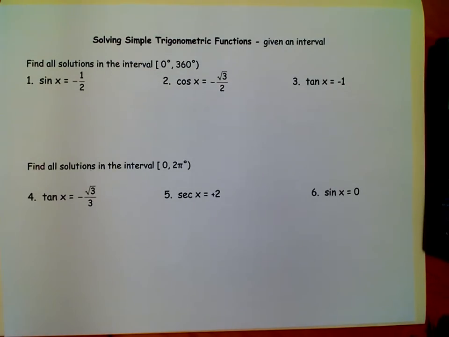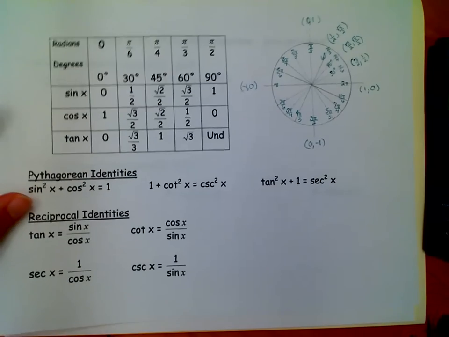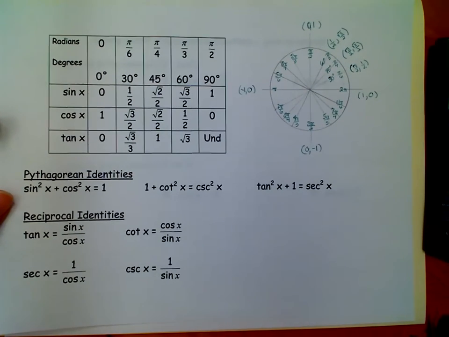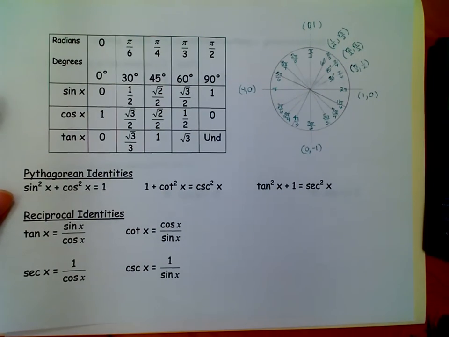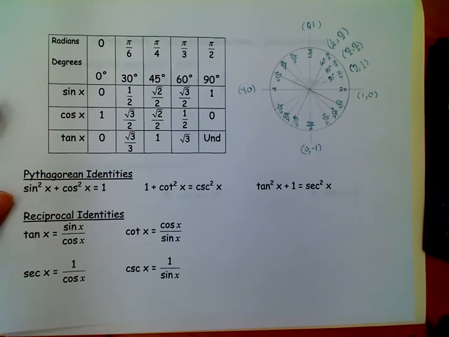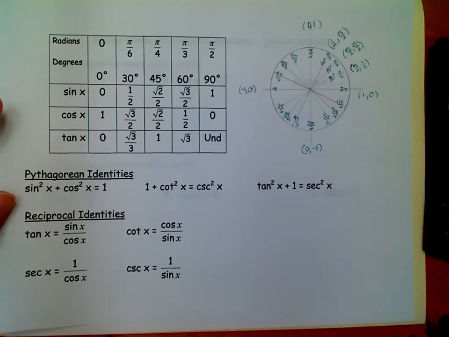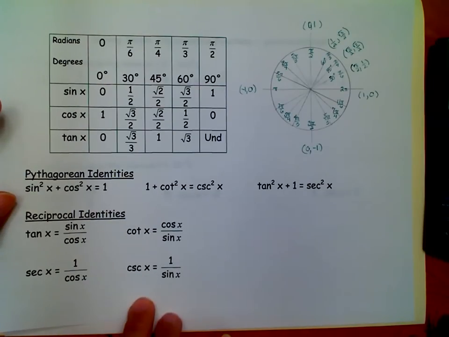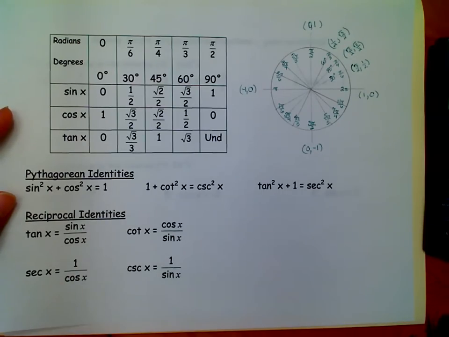Before we get started, let me remind you of this handy-dandy little cheat sheet here. If you don't have one of these made, you really should, because it's so helpful when you're solving these types of equations. You need to know your identities, your reciprocal identities. Your Pythagorean identities might come in handy a little bit later. I don't think we need those for this one.